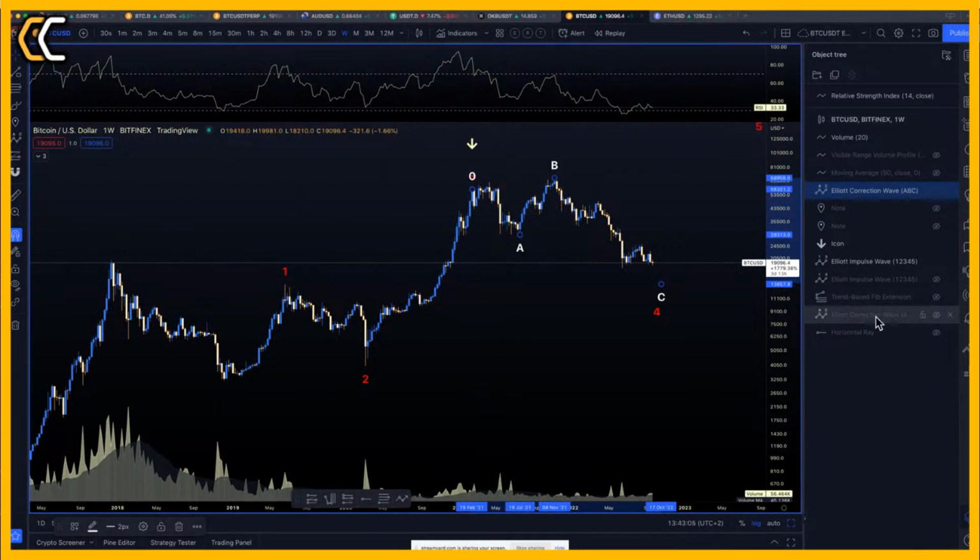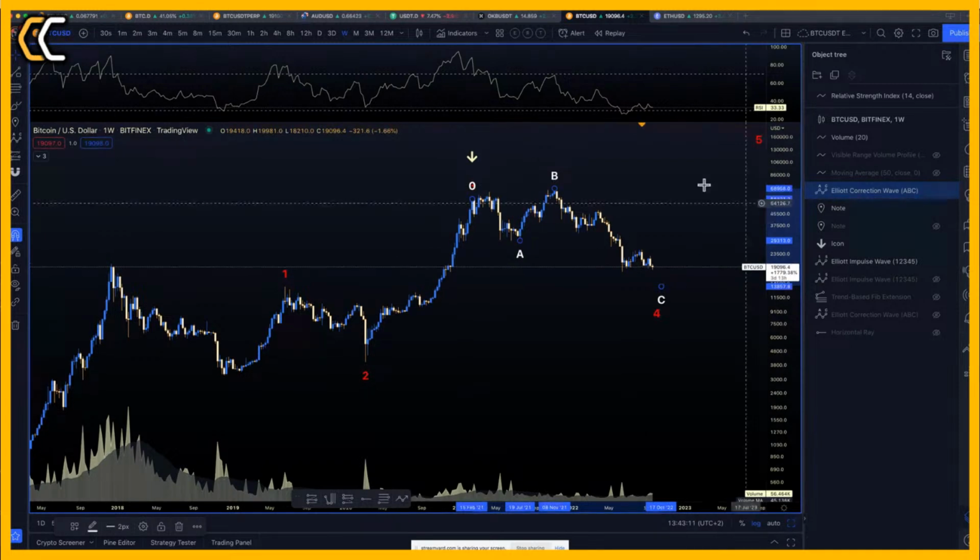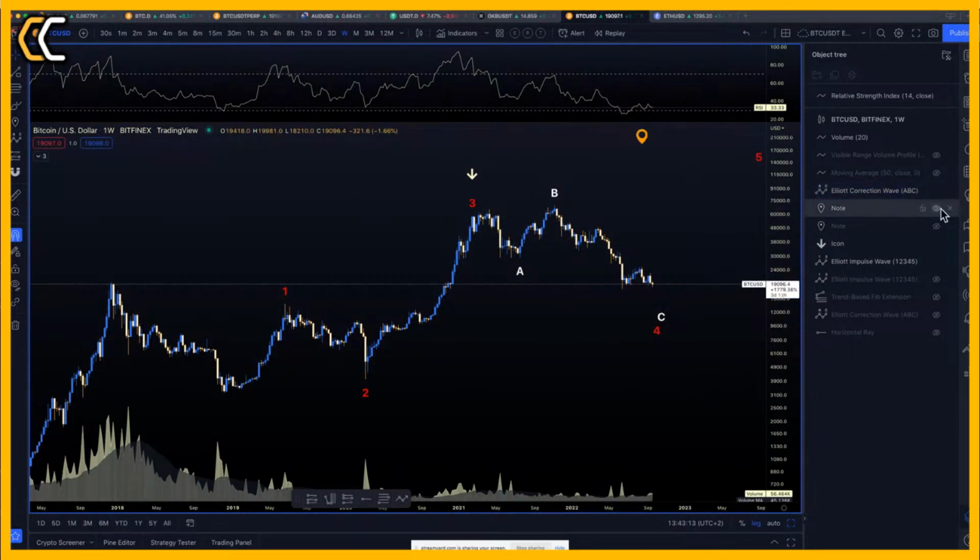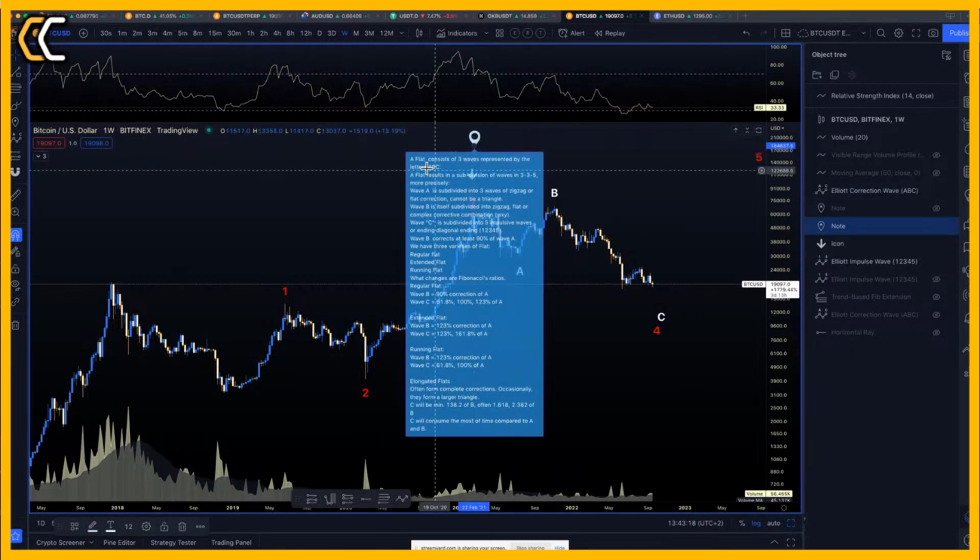So if you can pause the screen, I'm going to put the notes here that I've made for you guys as well. What is a flat, basically? A flat consists of 3 waves represented by the letters ABC. So there are a lot of rules here.